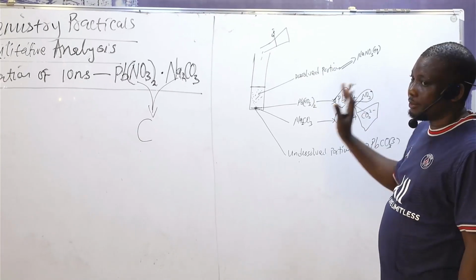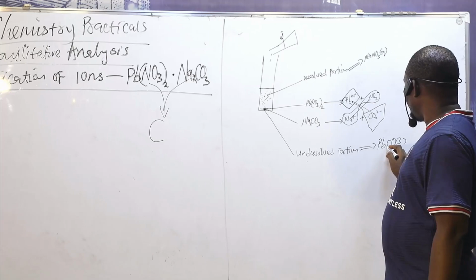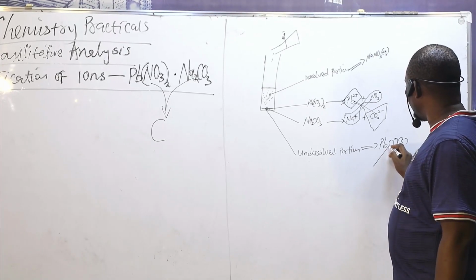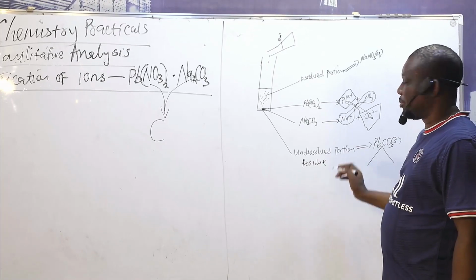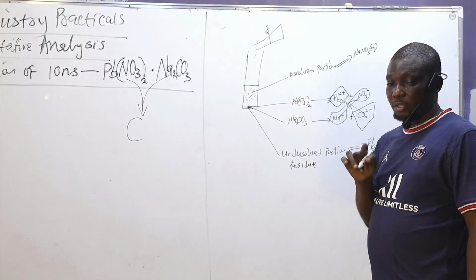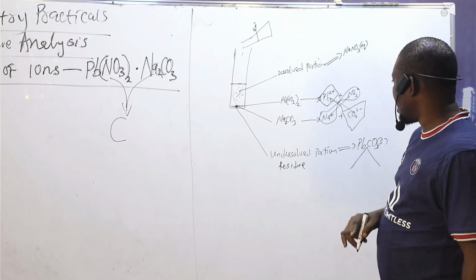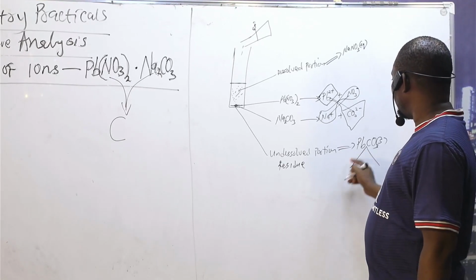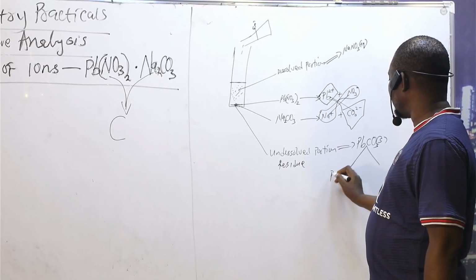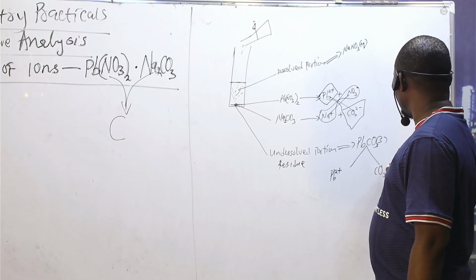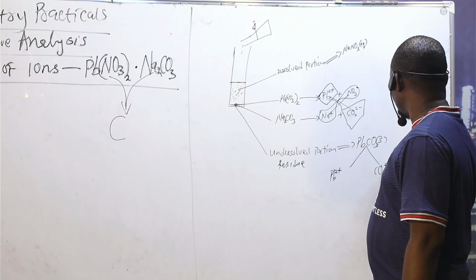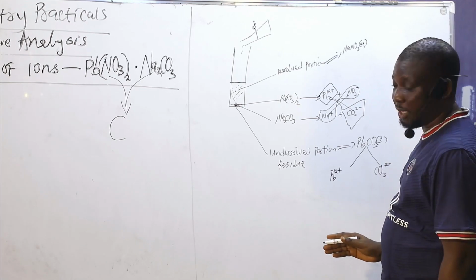As soon as this is done, the cation we're going to identify is from the undissolved part, which in this video we're going to refer to as the residue, because we're going to carry out filtration. That is the practical aspect of it. This is the part that we're going to be looking at. This is lead-2 ion, and this is carbonate ion. These are the residue part.